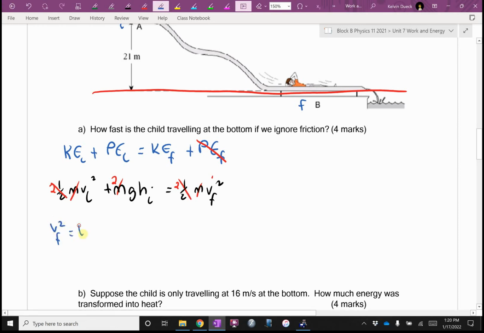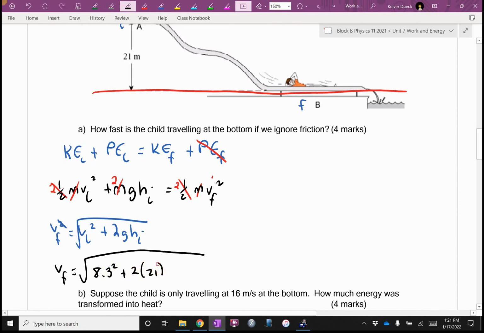Vf squared equals Vi squared plus 2g h initial, which really is Vf squared equals Vi squared plus 2ad in disguise. And then how to get rid of a squared? Square root. And I'll get a final answer of, what was V initial? 8.3. Don't forget the squared.